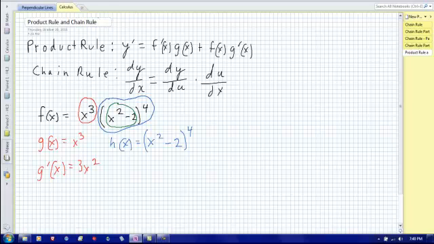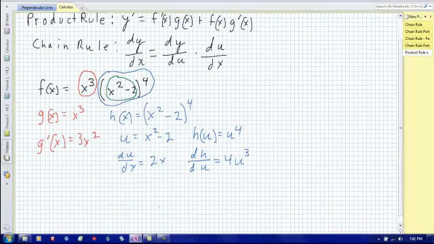When we come over here to h and get its derivative, we said we're going to have to apply the chain rule. So the inner function is equal to x squared minus 2, and the outer function, the h of u, is equal to u to the fourth. So we'll have to take the derivatives of these two. So we've got du dx is equal to 2x, and dh du is equal to 4u cubed.